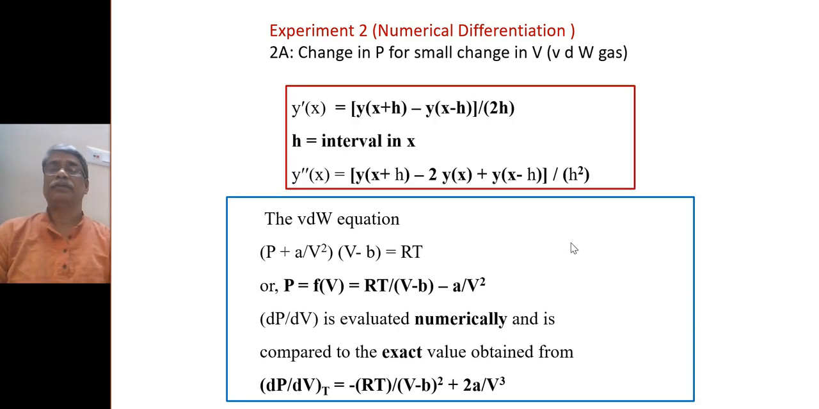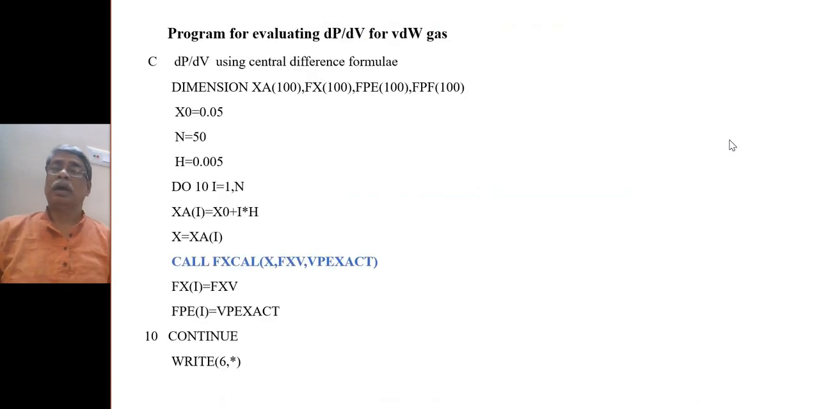The first derivative formula looks simple: the function value at x plus h minus the function value at x minus h, divided by 2h, where h is the interval between two consecutive x values. And this is the second derivative that would be required in our next experiment. So let us have a look at the program that we have used for evaluating the first derivative of pressure with respect to volume for Van der Waals gas.